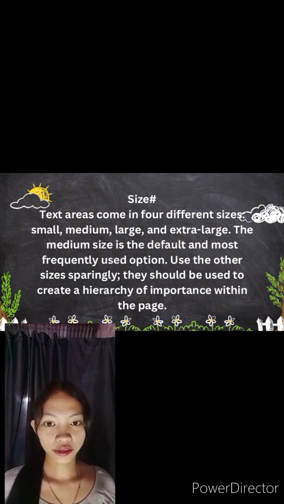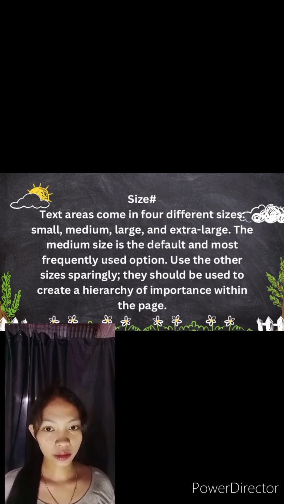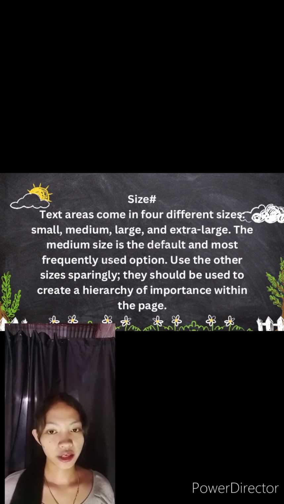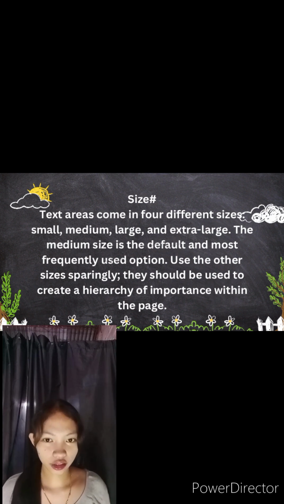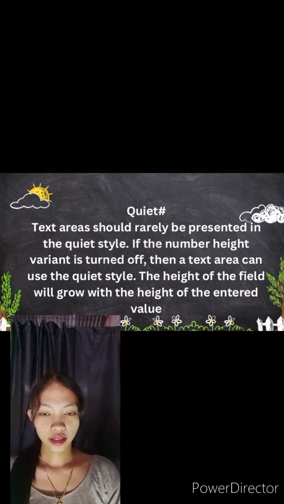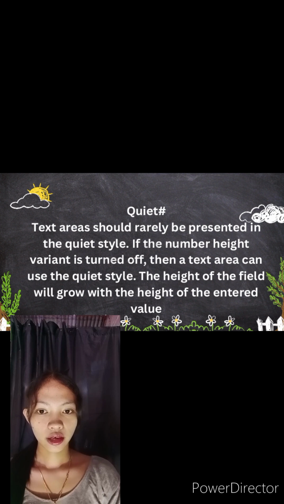Text areas come in four different sizes: small, medium, large, and extra large. The medium size is the default option. Use the other sizes sparingly. They should be used to create a hierarchy of importance within the page. So text areas have four different sizes like I said earlier: small, medium, large, and extra large. But mostly we use the medium size because it is the default and optional size that we use in computers. Text area should rarely be presented in a quiet style.